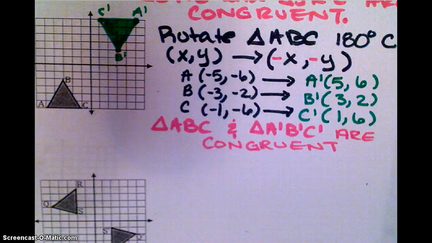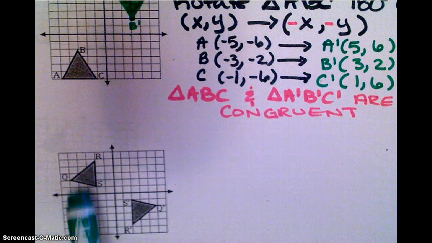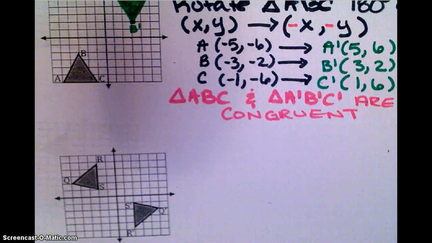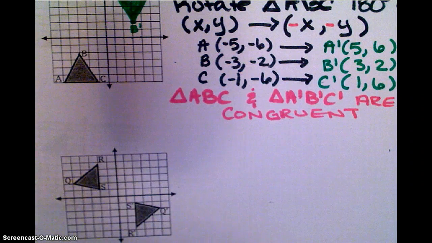Okay, now what I want you to do is, can you figure out the rule? What type of rotation took triangle QRS to triangle Q prime, R prime, and S prime? So work together as a table. I'm going to have our guest teacher pause again so that you can work. Please write down the original points and then the prime points, compare them to see what the rule was. All right, we're going to pause so that you can work.